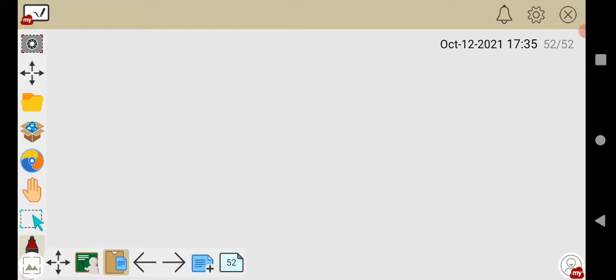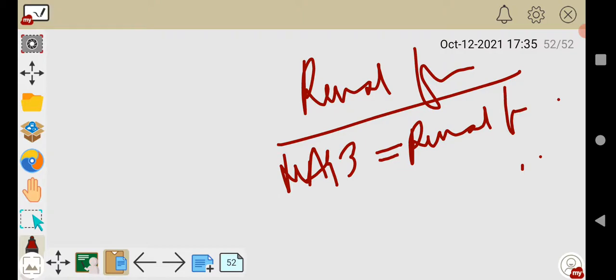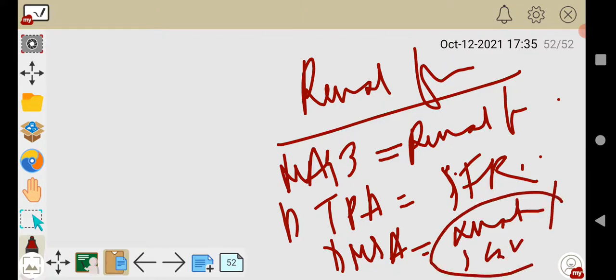Now, renal function assessment. Right, just remember 3 points. One is MAG3. See, MAG3 is for renal function assessment. DTPA is for GFR estimation, and DMSA is for anatomy or scar detection. You know, anatomy or scar detection of kidneys. Right, just remember these 3 points.